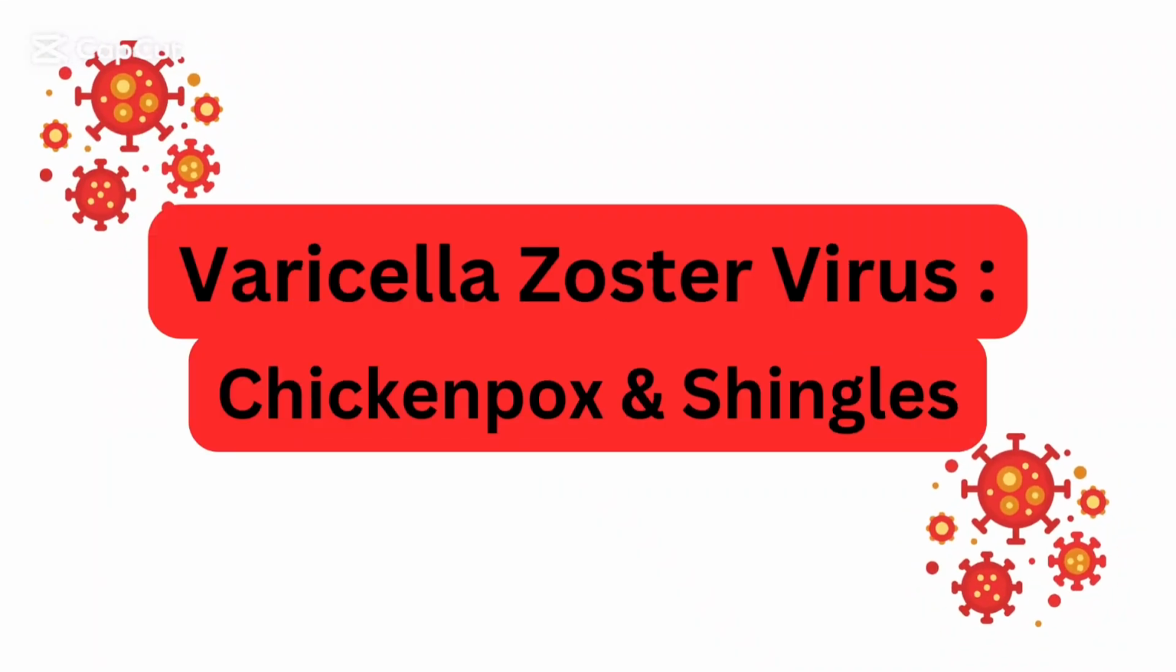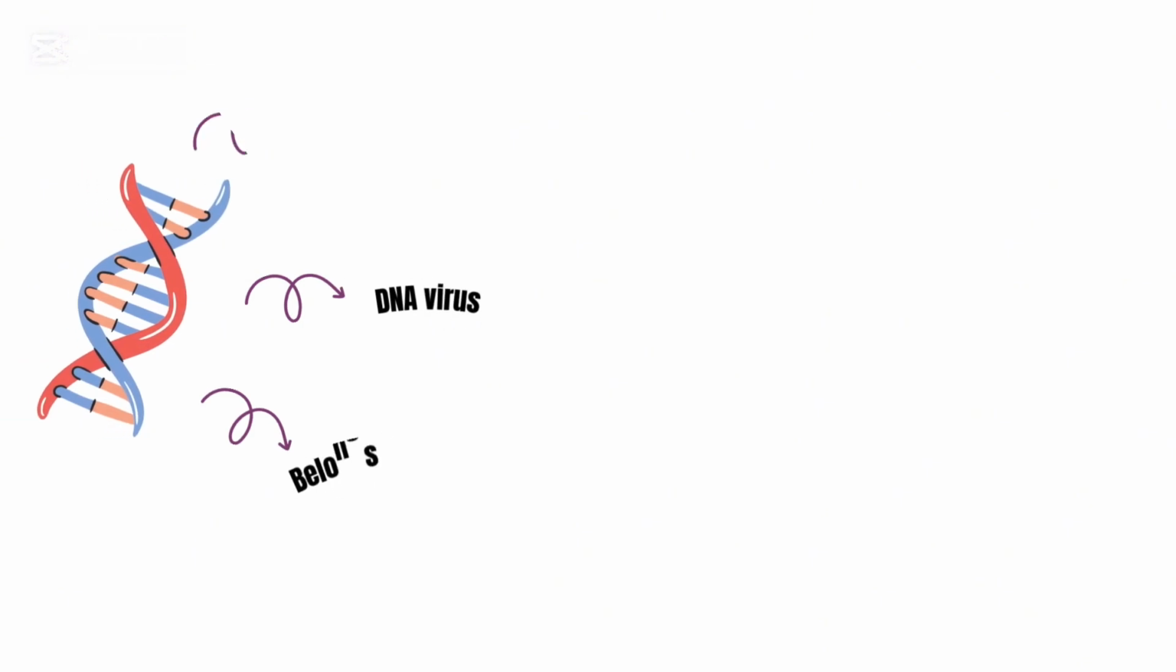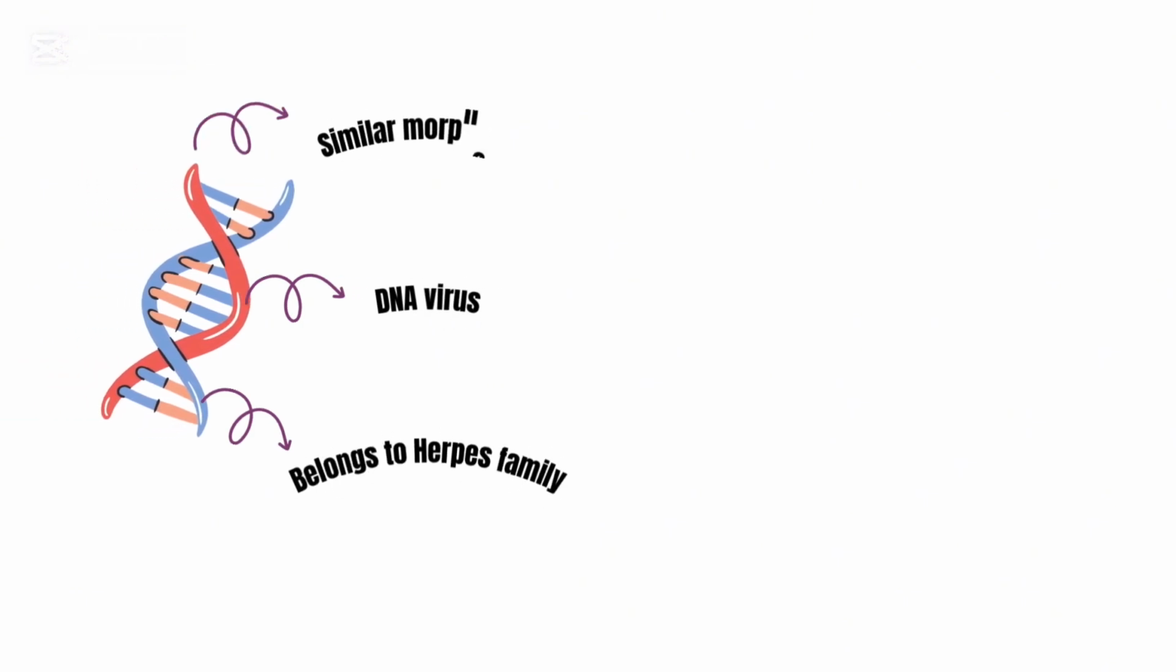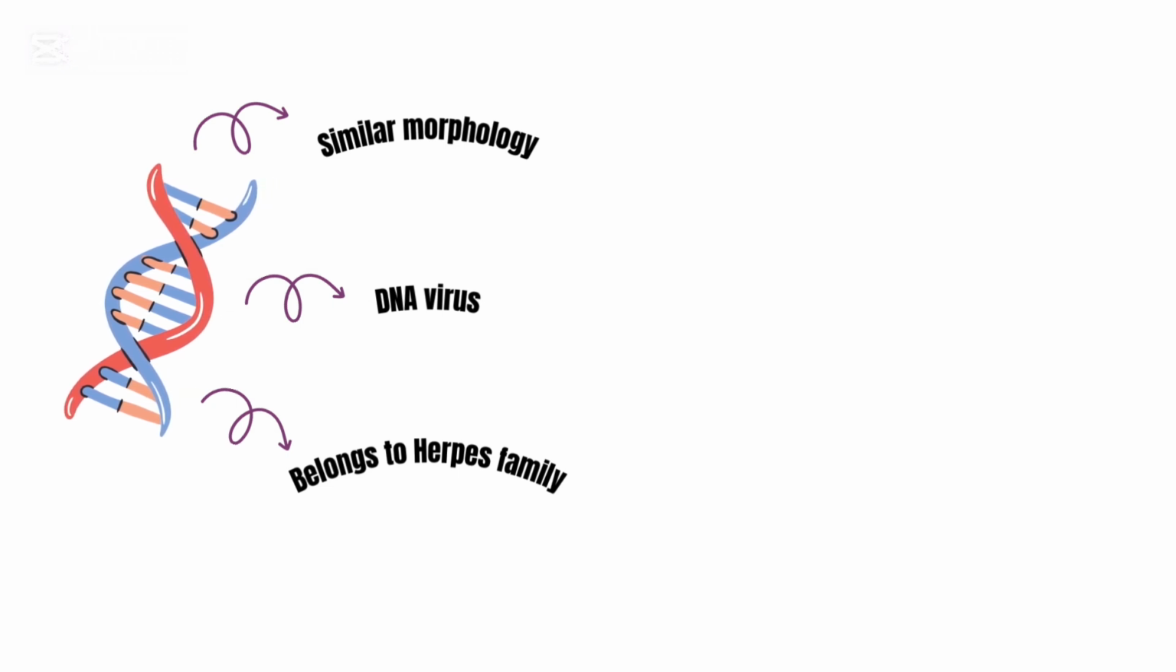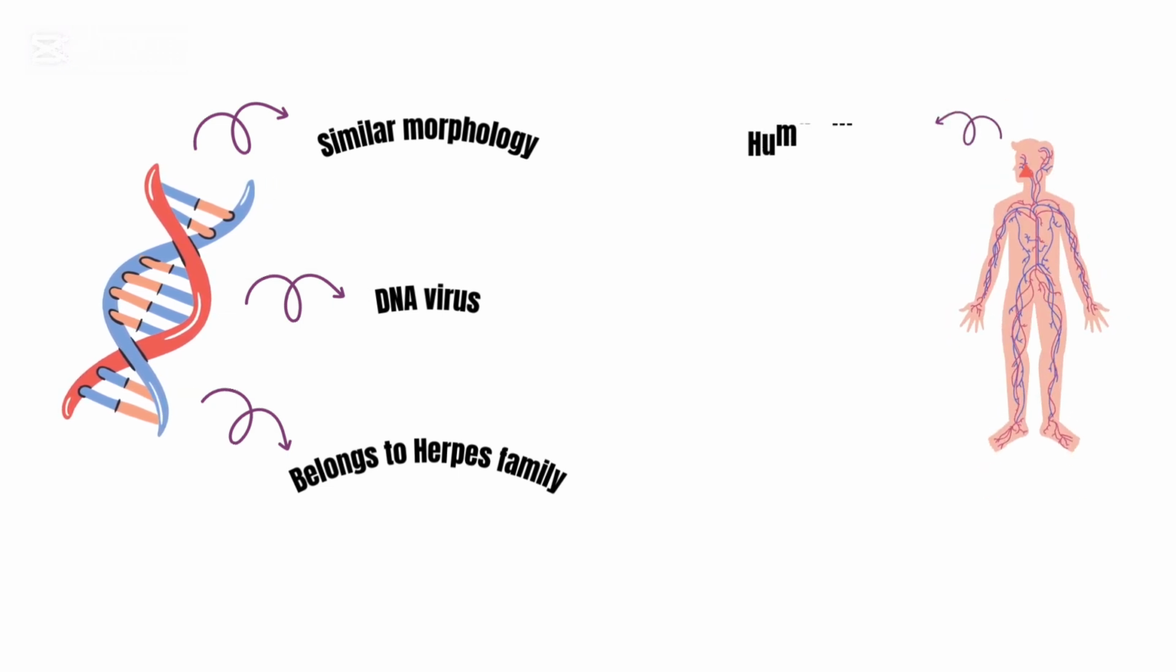Hey everyone, today we are going to discuss the causative organism of a common childhood illness, that is chickenpox. The infection is caused by VZV or varicella zoster virus. Varicella zoster virus is very similar to herpes simplex virus in its morphology, and it is a DNA virus and belongs to herpes family. In the human body, VZV has its reservoir in human mucosa and in the nerves.